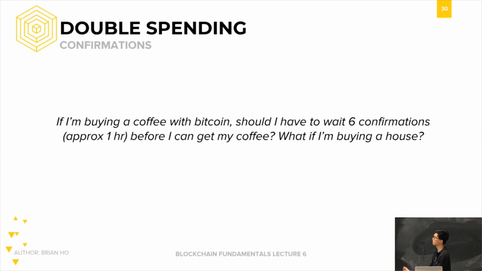So I have a conceptual question here. If I'm buying a coffee, should I have to wait 6 confirmations, which is approximately an hour, before I can get my coffee? In this situation, do you really care if you're being double spent on a $4 coffee? If we look at it from a different perspective, if you're buying a house using Bitcoin, where a large amount of capital is at stake, you might want to wait more than 6 confirmations, or even more confirmations to be sure that your transaction is actually valid or will go through. Does that make any sense? Okay.